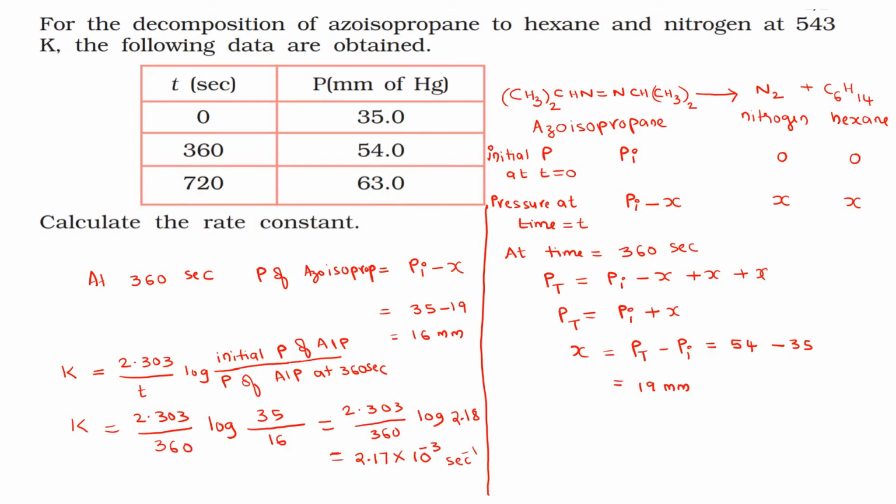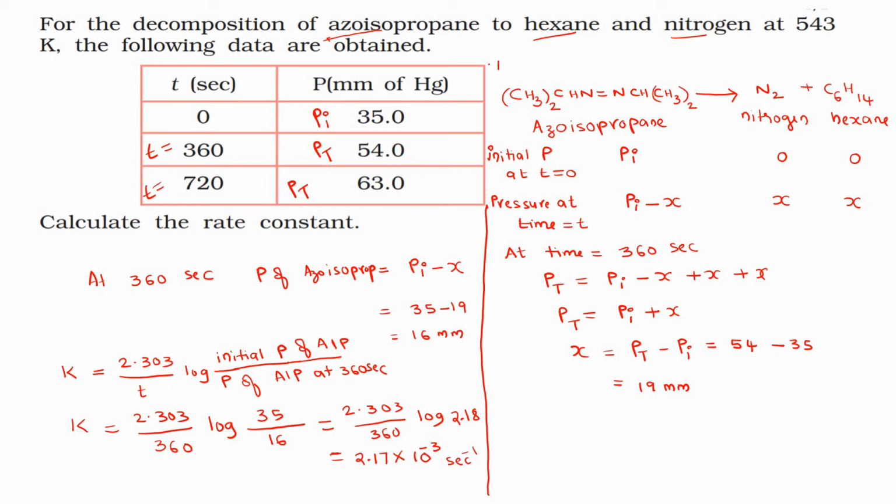Next, they have given a table here. In this case, azoisopropane is decomposing into hexane and nitrogen here. Temperature is not required for us. Now at 0, the initial pressure is given. Now at this time, this is P total. At this time, the P total is given. Total pressure is given. At this T equal to 360, what is the total pressure? Time equal to 720, what is the total pressure again?